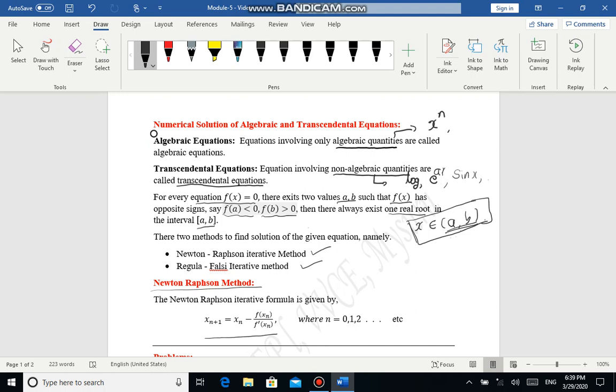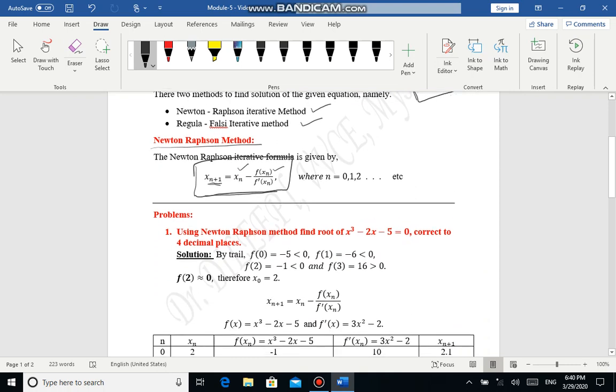Any positive values. Here x n represents the nth iteration of x, and x n plus 1 represents the (n plus 1)th iteration of the required root. f of x n means the value of the function f of x when x is equal to x n. Similarly, f dash of x n means the value of the derivative when x is equal to x n. So this is called the Newton-Raphson iterative method. We already know that iterative means a repeated procedure. First, I will explain the working procedure with an example.